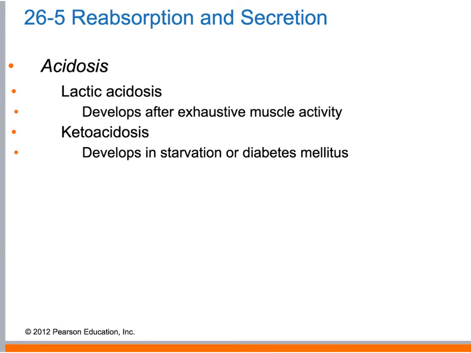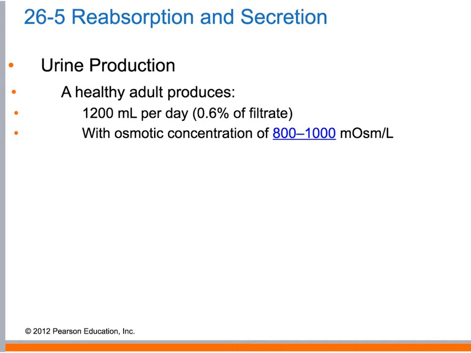Now let's cover acidosis. There are two types that we'll encounter. Lactic acidosis, that can develop after exhaustive muscular activity, or ketoacidosis, and that can develop in starvation or diabetes mellitus. A healthy adult produces about 1,200 milliliters of urine a day, with an osmotic concentration of about 800 to 1,000 mOsm per liter.